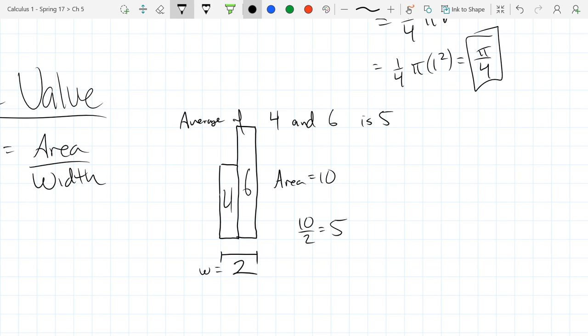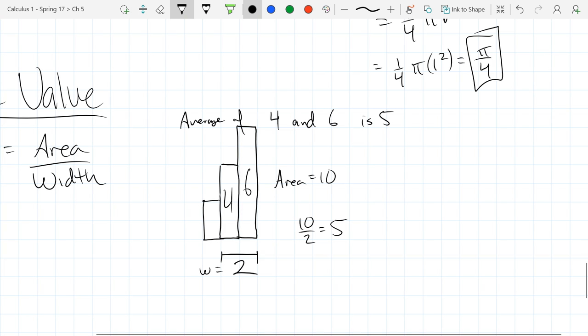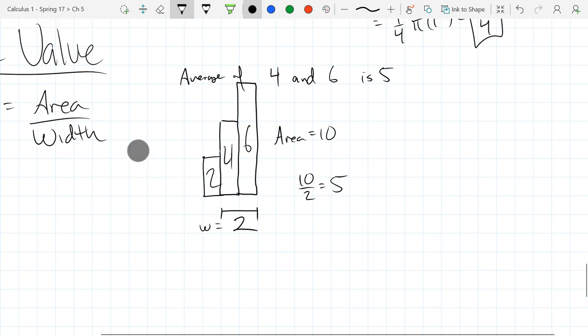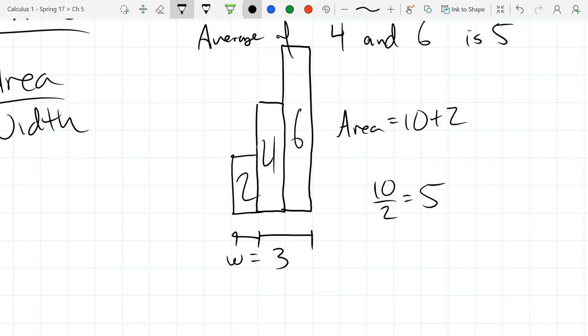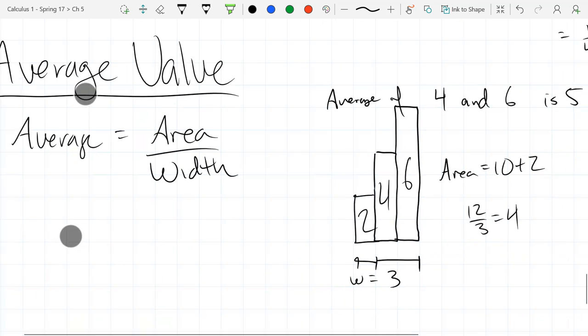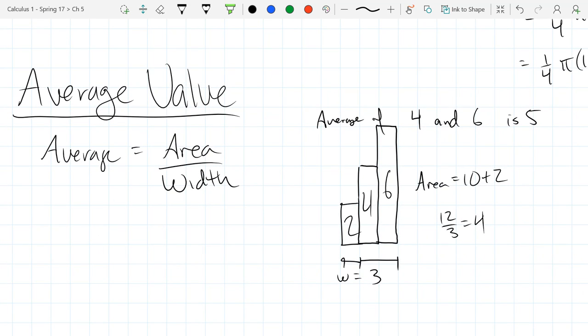So what happens if we get crazy and throw another number in here? Let's say I put a 2 in. Well, all of a sudden my area goes up by 2, but my width goes up by 1 more. So my width is not 2, my width is now 3, and area is 10 plus 2, 12 over 3. So now the average value is 4. So the average value dropped. So now it should be a little more clear. Average is actually a geometrical property as well.